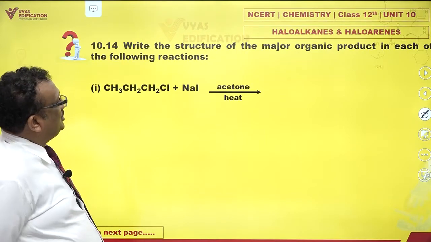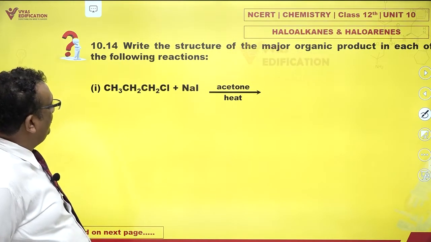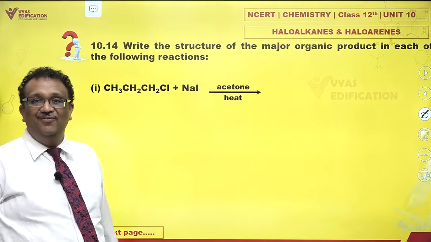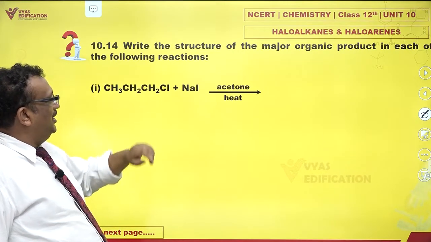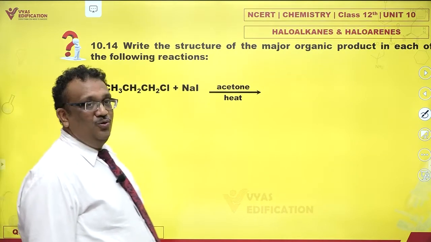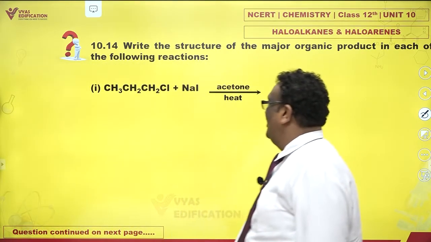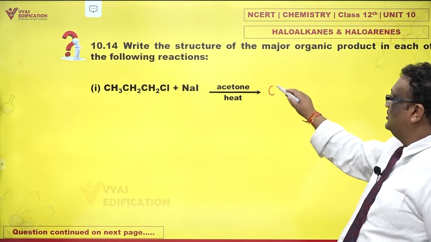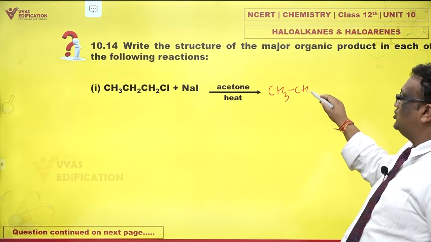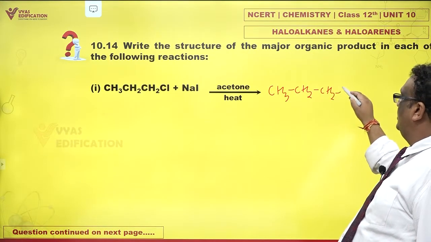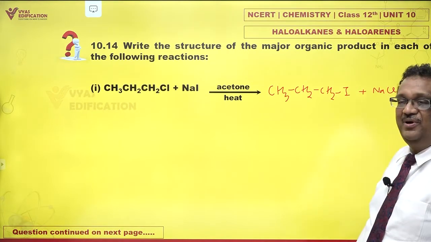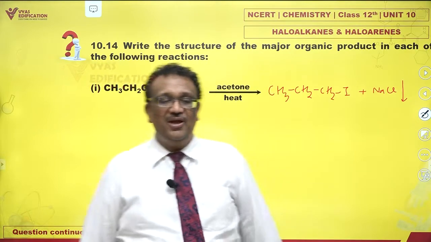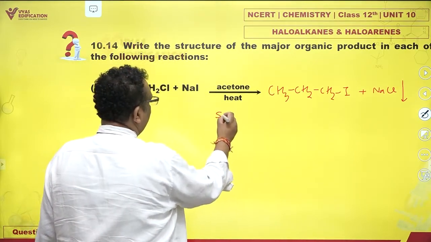Write the structures of the major organic product in each of the following reactions. Let's take a look. You have CH3CH2CH2Cl with NaI in acetone, Finkelstein's reaction. A halide exchange reaction, you get CH3CH2CH2I, and NaCl precipitates out. Finkelstein's reaction, a classic SN2 reaction.